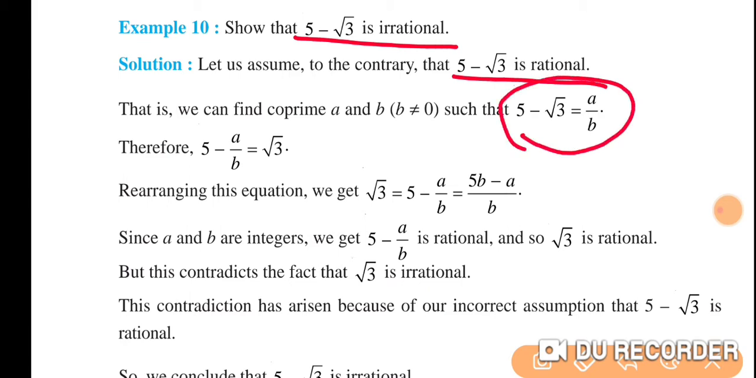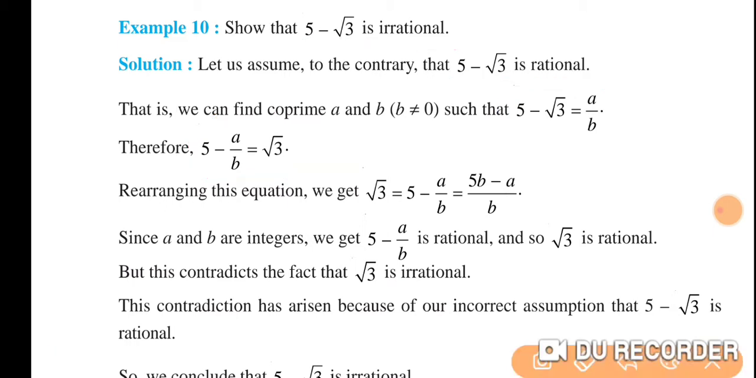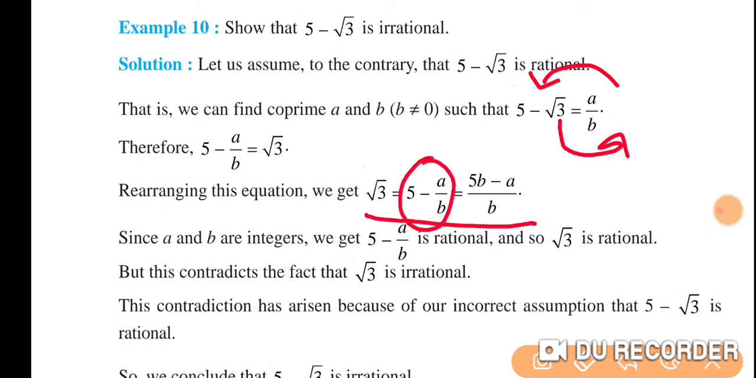And if it is rational, it should be expressed in the form 5 minus root 3 is equal to a upon b, where a and b are co-prime numbers and b is not equal to 0. Okay? So this is the statement which you get. 5 minus a upon b is equal to root 3. How did you get that? The root 3 is taken on the other side and a upon b is brought on this side. So root 3 will be equal to 5 minus a upon b. Here you take the LCM and you will get 5b minus a upon b.